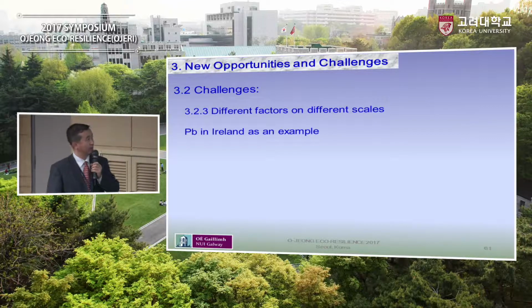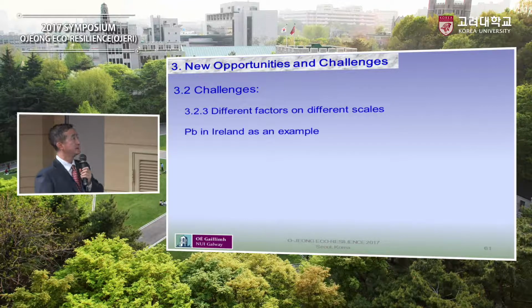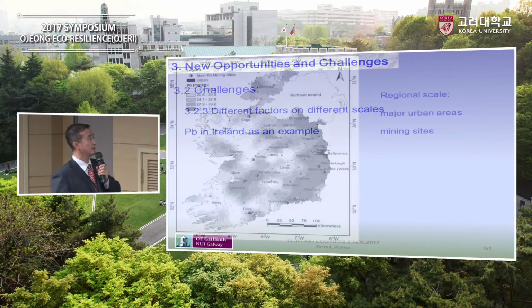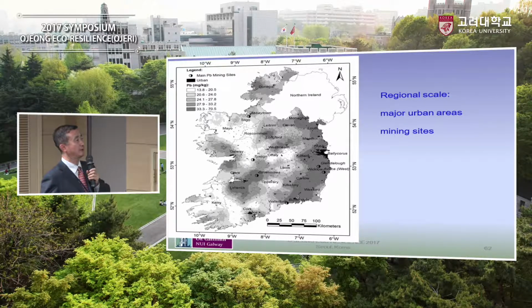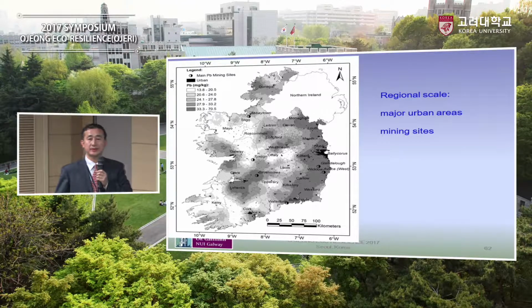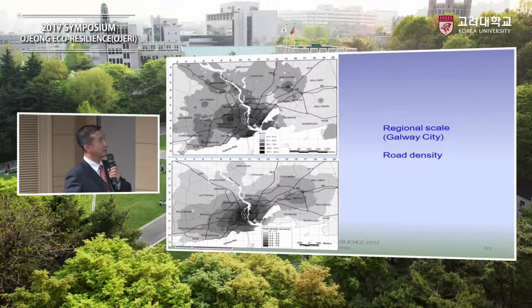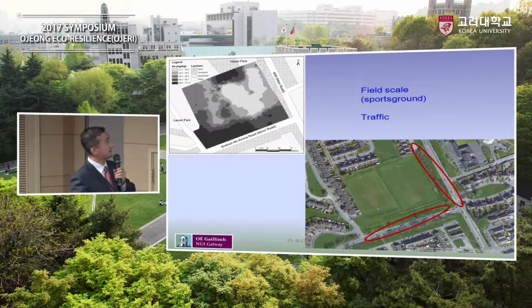The second challenge is about different scales. We will talk about different factors, so when you interpret the results, keep the scale in mind. For example, at the national level, we are talking about different land use, different soil type or whatever, and urban area or mining sites. We're talking about those larger scale variations. At a smaller scale, for example in the urban area, we're talking about road density. So we calculate road density, and it links very well to the lead concentration in this area.